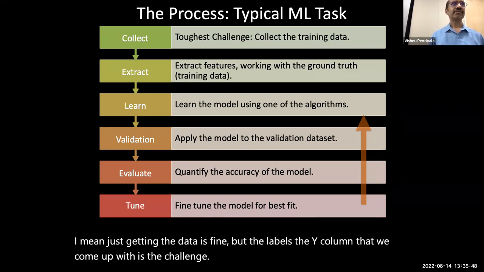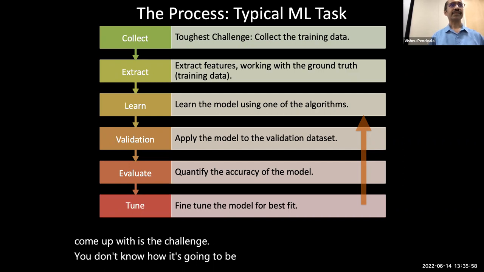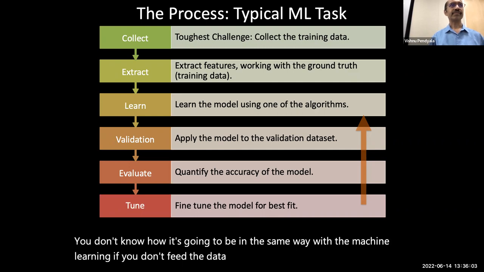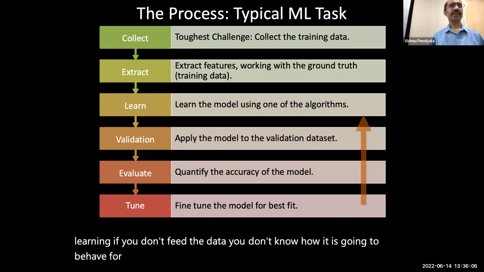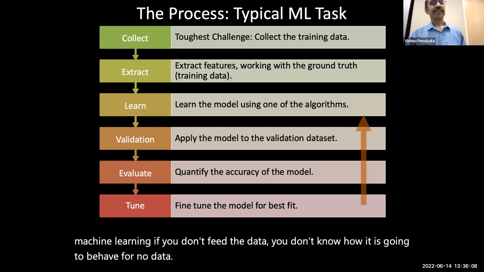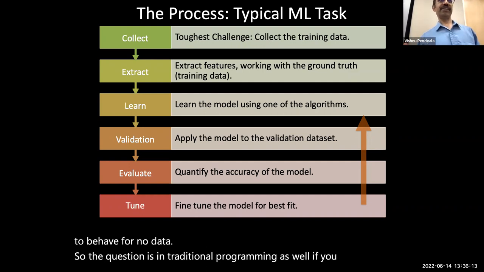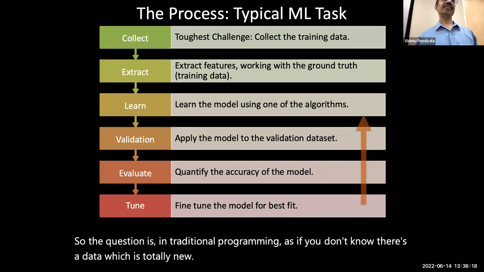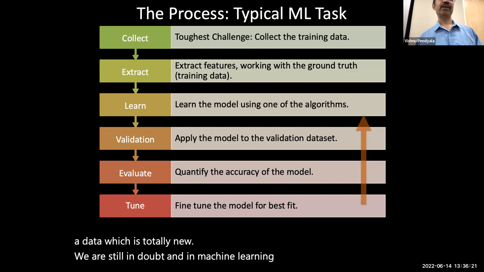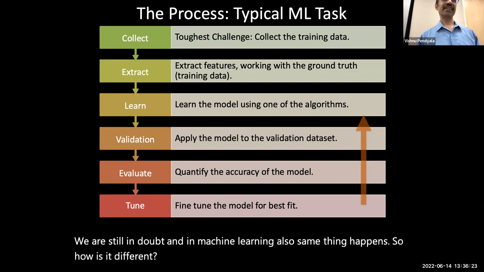How is that different from feeding test cases in traditional programming? If it has not been tested for a case, you don't know how it's going to behave. Same way with machine learning, if you don't feed the data, you don't know how it is going to behave for unknown data. The same story. So the question is, in traditional programming as well, if there's data which is totally new, we are still in doubt, and in machine learning also the same thing happens. So how is it different? Does that summarize your question?